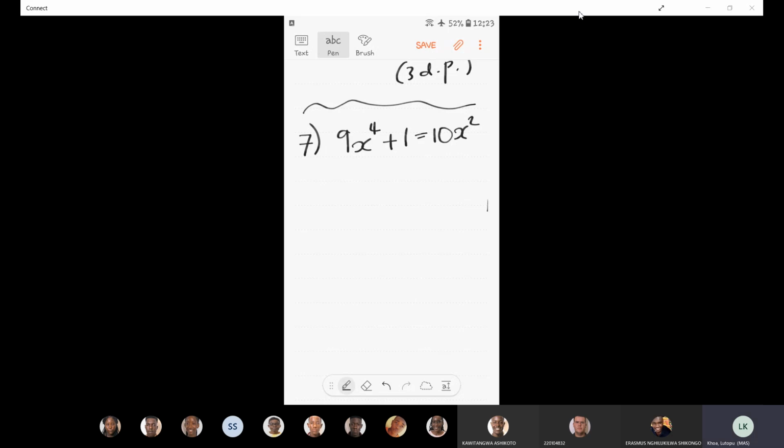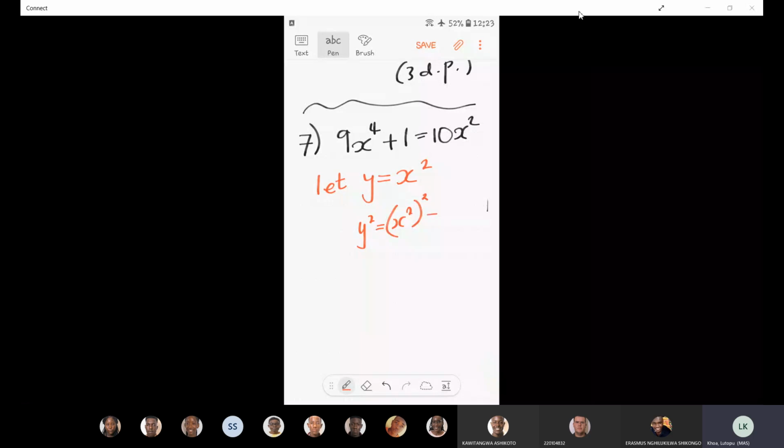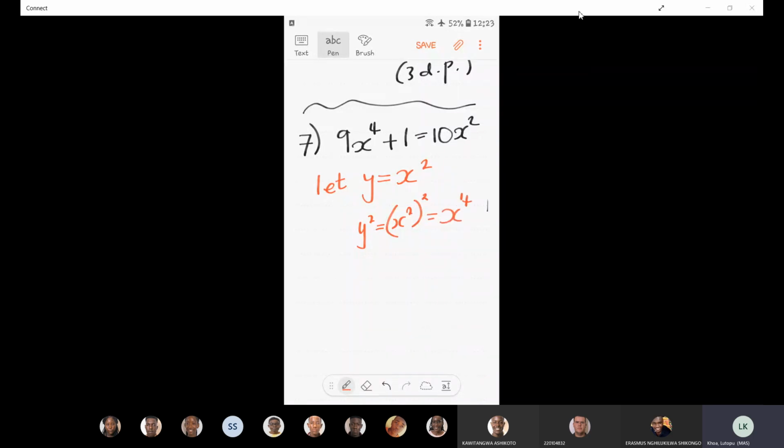Okay, I hope you figured out that this is actually a quadratic equation, or it's reducible to quadratic form. If you cannot see it right away, you can use the substitution that we did in logarithms. Let y equal x squared. Then y squared is just x squared squared, which is x to the power of 4. Then you substitute your x squared and x to the power of 4.